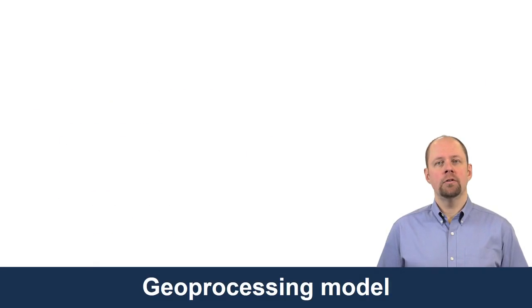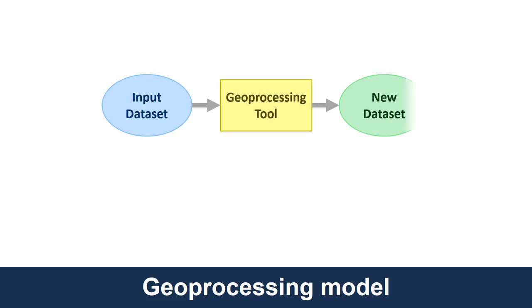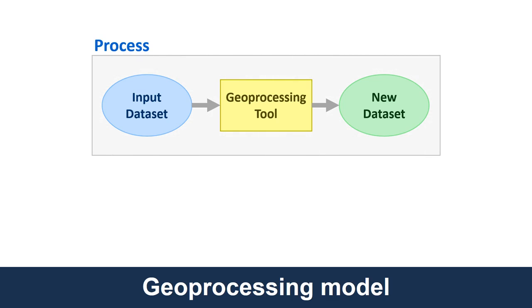What we'll focus on here is a geoprocessing model. So this consists of an input data set. You then apply some kind of geoprocessing tool to that data set, and that produces a new data set. And so together, these three components are referred to as one process. And these are really the building blocks of what can become much more sophisticated, larger models.